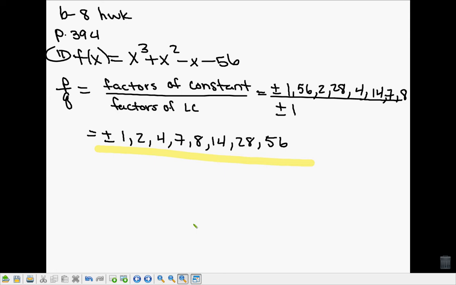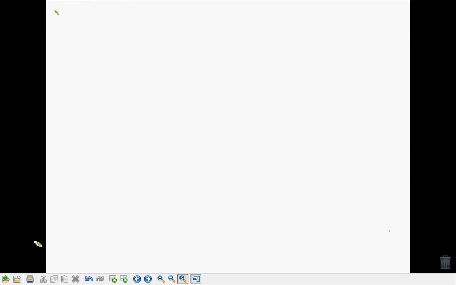Okay, now I'm going to jump to 27. You should know how to do everything else from here. So let's go to number 27. Okay, these directions tell you to find all of the zeros of the function. That means find all of the answers. So let's write down the question.